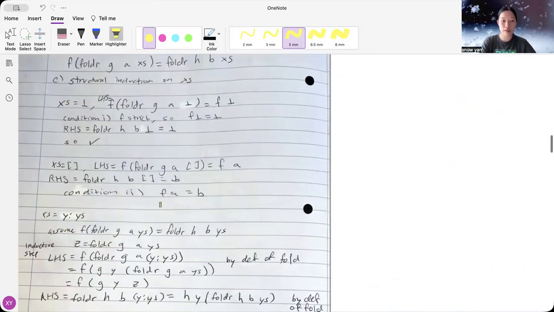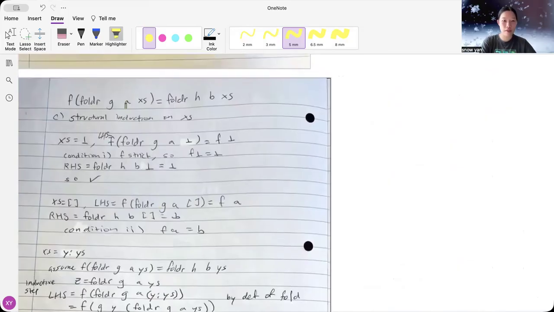For this part, this is what we have. We're just going to do structural induction on xs. If xs was bottom, then our left-hand side, f of foldr bottom, would just be f of bottom, because fold of anything would just be bottom. And on the right-hand side, we have foldr h b of bottom, which is equal to bottom, so f of bottom has to be bottom. So that's condition one.